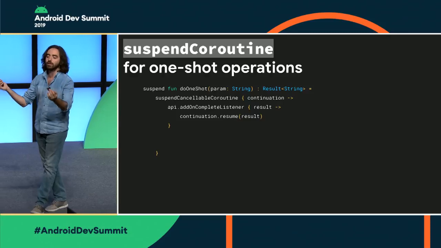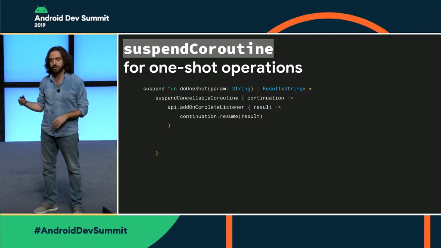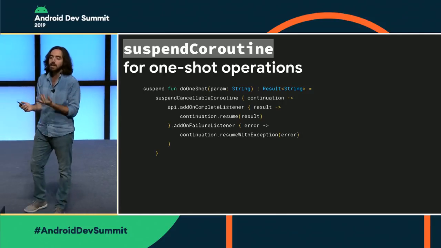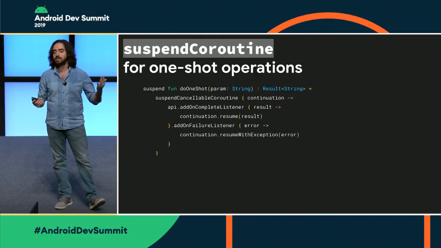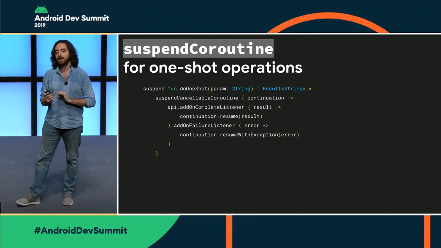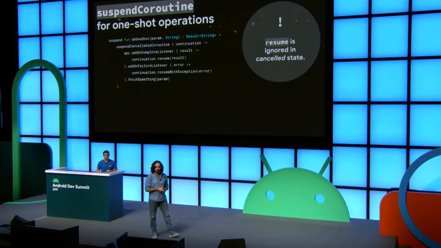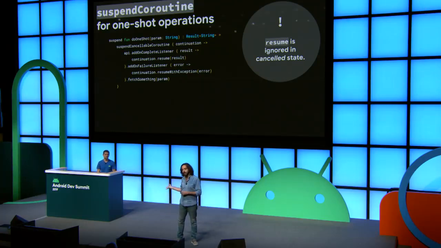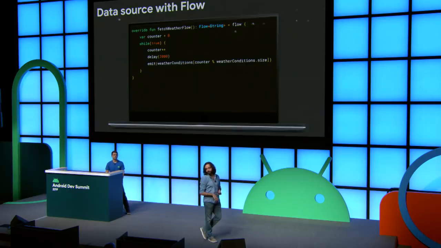So we make our API request. If the API gives us a value, we resume the continuation. Or if the API tells us that an error happened, we resume the continuation with an exception. This is all you have to do. Once you do this, the rest of the coroutine machinery works, and you can abstract this somewhere outside of your code. Notice that if you happen to call this continuation much later, like after it's canceled, it's just ignored. And you can also change this code a little bit so that if the coroutine is canceled, you can eagerly cancel your API request.